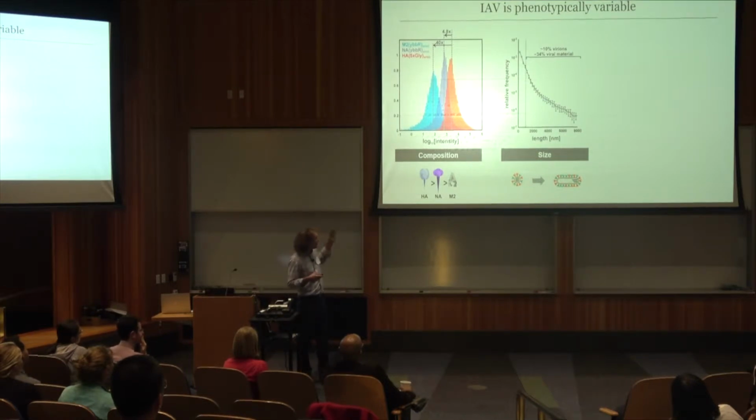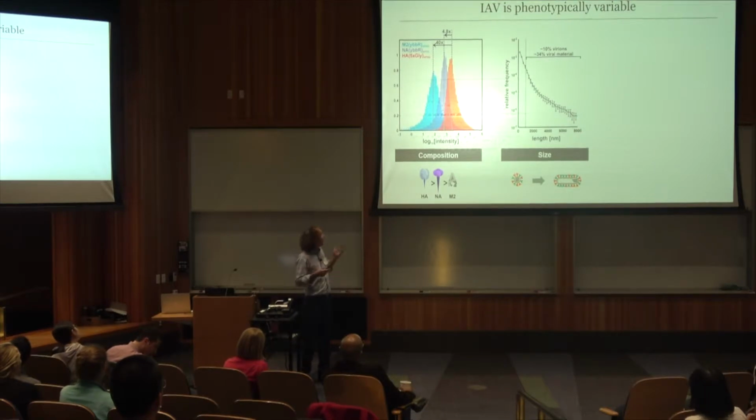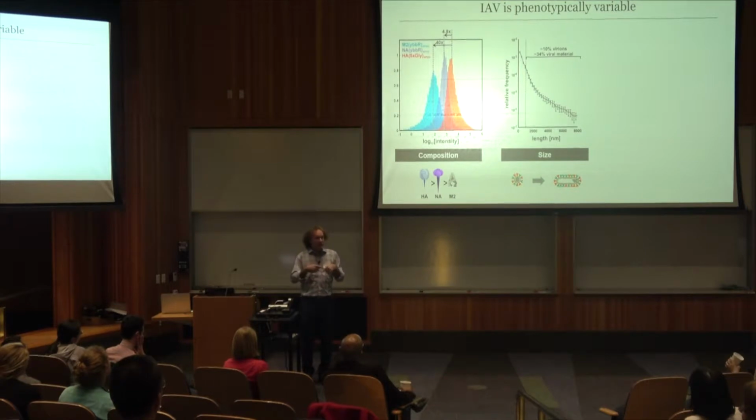And so one thing he could do was look at the heterogeneity in overall amounts of HA and NA and other components, M2. Consistent with some mass spectrometry data that has been collected, there's about 5 times more HA than there is NA, and 40 times more M2. But now we have that information on a virus-by-virus basis, so we can look at the distribution of and ratio of the stoichiometries on viruses.